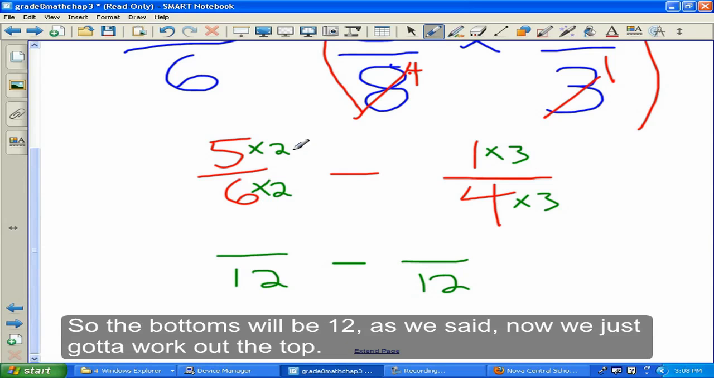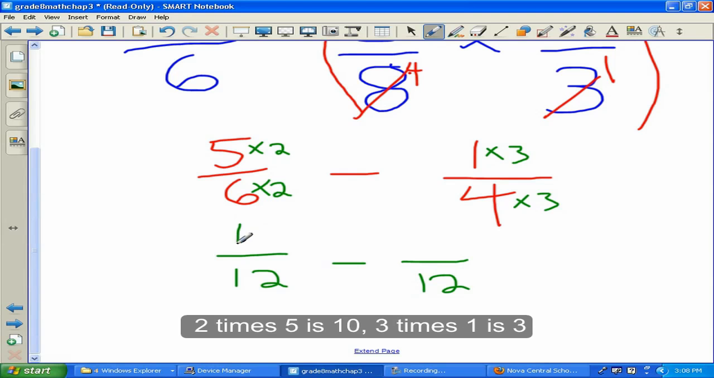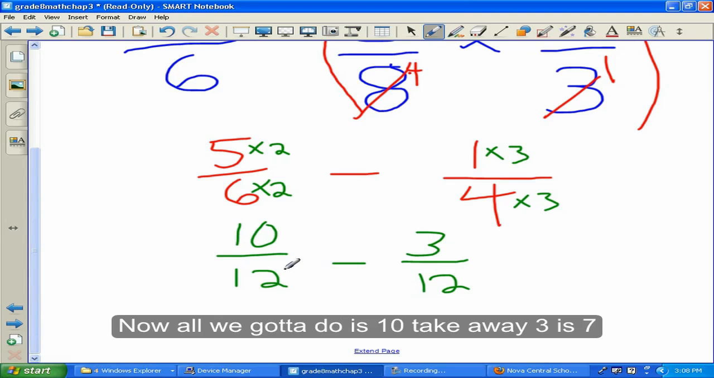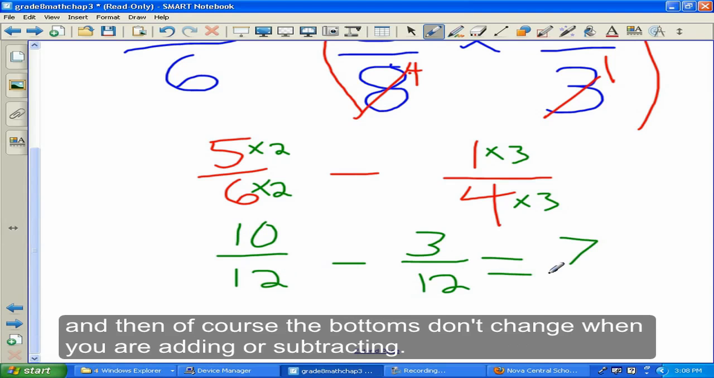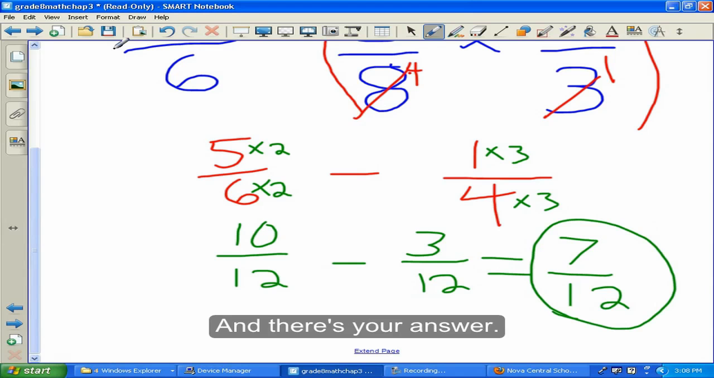Now we just got to work out the top. 2 times 5 is 10. 3 times 1 is 3. Now all we got to do is 10 take away 3 is 7. And then of course the bottoms don't change when you're adding or subtracting. And there's our answer.